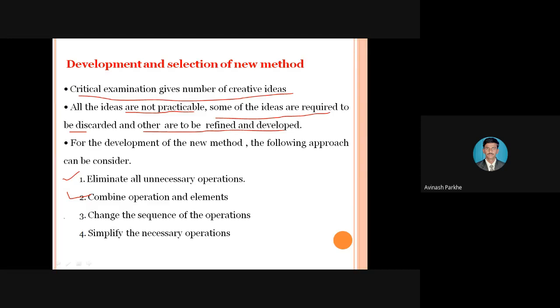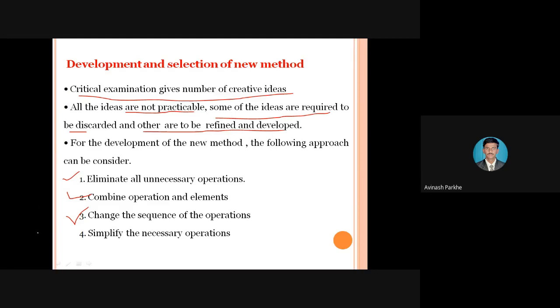Then third is change the sequence of operation. Sometimes your raw material is moving in the maximum direction. Sometimes it has to travel the maximum distance from one machine to the second to the third. So if I change the sequence of operation, whatever modified sequence you get, your raw material can be converted into finished goods in minimum time, because the sequence of operation is also important for the new development of the method.